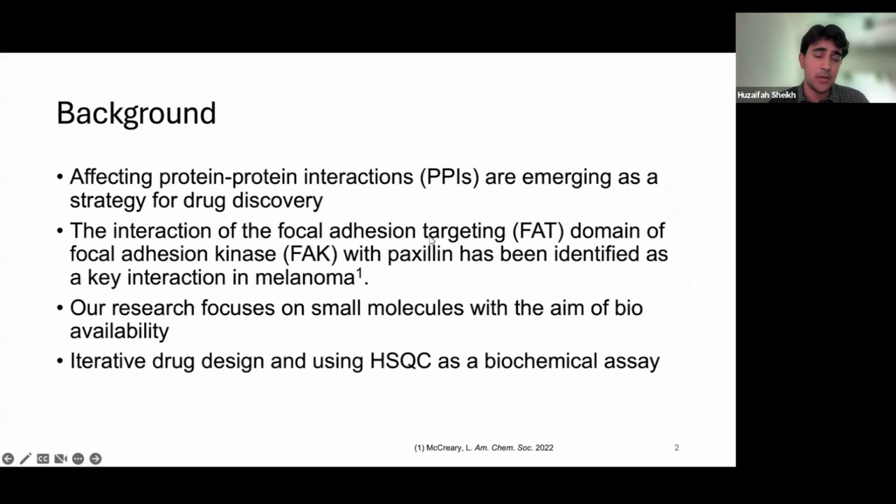So, some background into our research. We are trying to affect protein-protein interactions, which are emerging as a promising strategy for drug discovery. The previous research indicates that the interaction between the focal adhesion targeting domain of focal adhesion kinase, a protein, with paxillin, a peptide, has been identified as a key interaction in melanoma. Our research focuses on using small molecules with the aim of bioavailability.